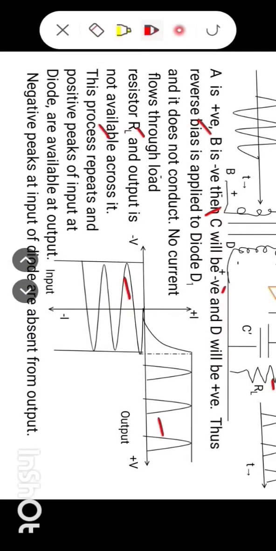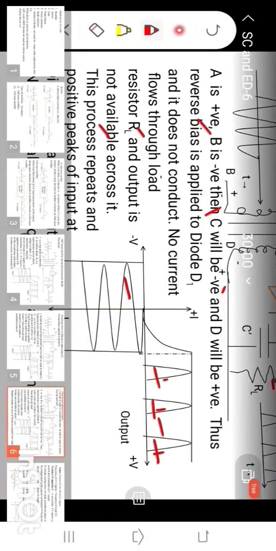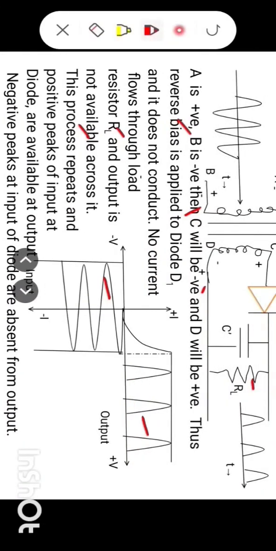So this process repeats and positive peaks of input at diode are available at output. Negative peaks at input of diode are absent from output. Okay. Thus positive peaks are available at output. This process repeats and positive peaks of input at diode are available at output and negative peaks at input of diode are absent from output.